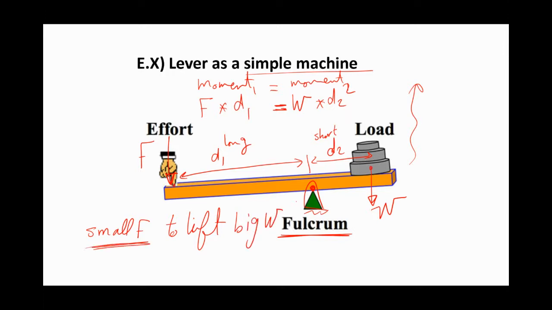You will need a small force F to lift a big load W, because there is a difference. D2 is small and D1 is long or big, so the force will be small while W will be very big. Okay, so this is an example for a simple machine.